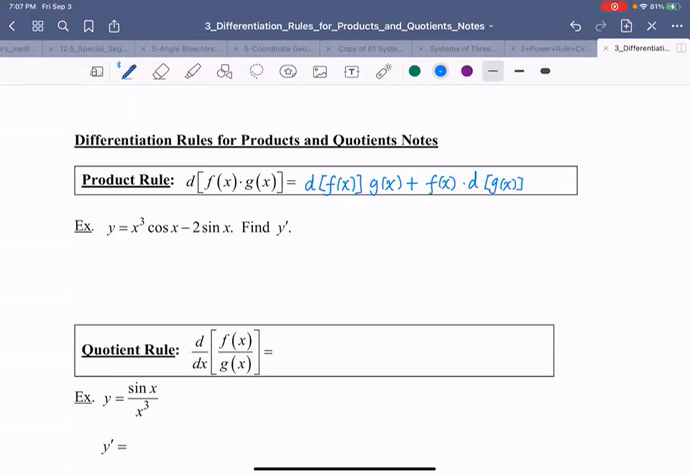Now let's see this one. Go ahead, Olivia. Okay, so 3x squared times cosine x, and then plus x cubed times negative sine of x.